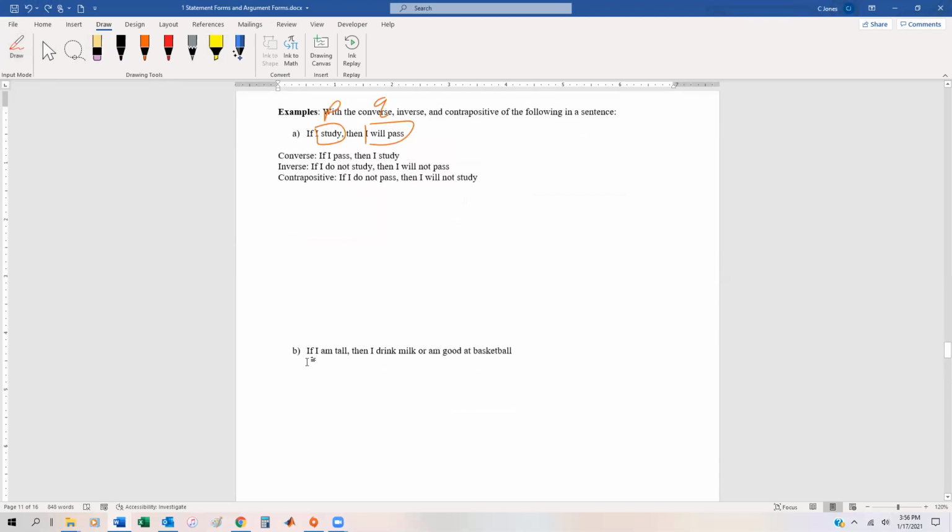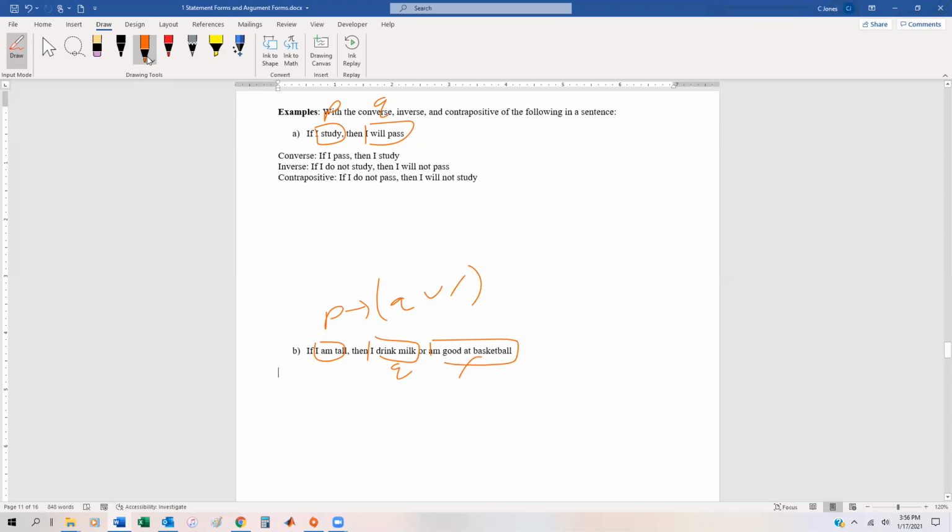Now, this one's a little bit trickier because we have three statements. So if I am tall, then I drink milk, or I am good at basketball. So our three statements, one of them is I am tall. So let's think of that as P. And I drink milk, or I am good at basketball. So let's call this Q. And let's call I am good at basketball R. So this would be P implies Q or R.